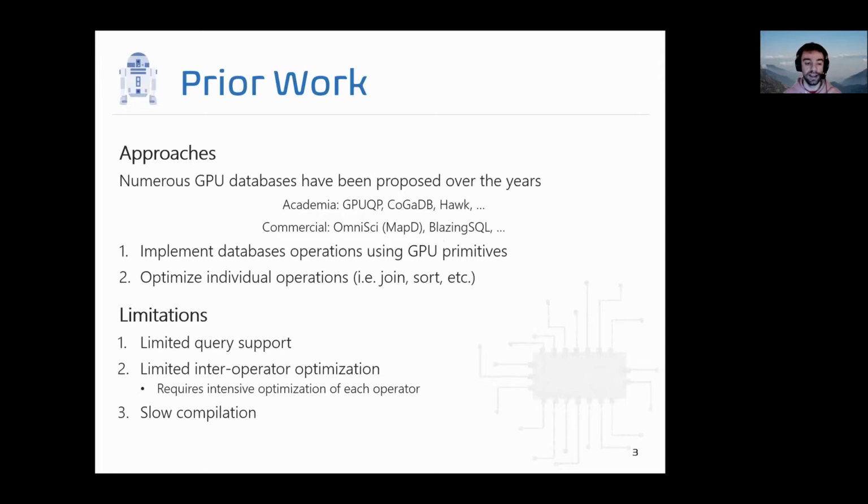Now, numerous GPU databases have been proposed over the years, both in academia as well as in the commercial space, and they typically follow the same approach, which is to implement database operations using GPU primitives and optimize each individual operation, typically in isolation. Now this works and it gives very nice results, but it has three important limitations.